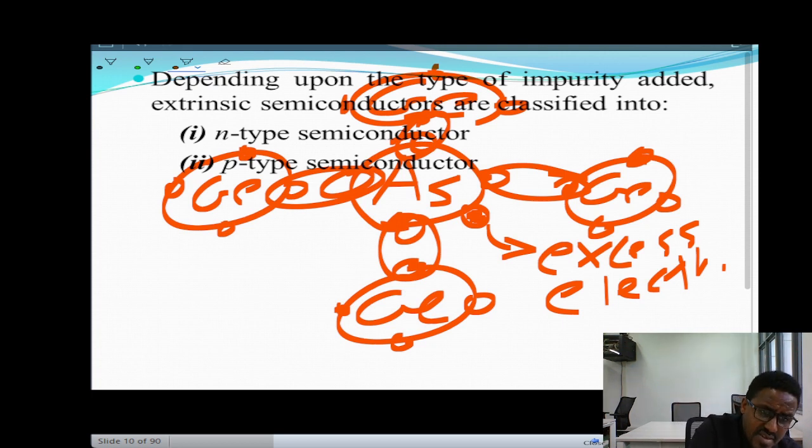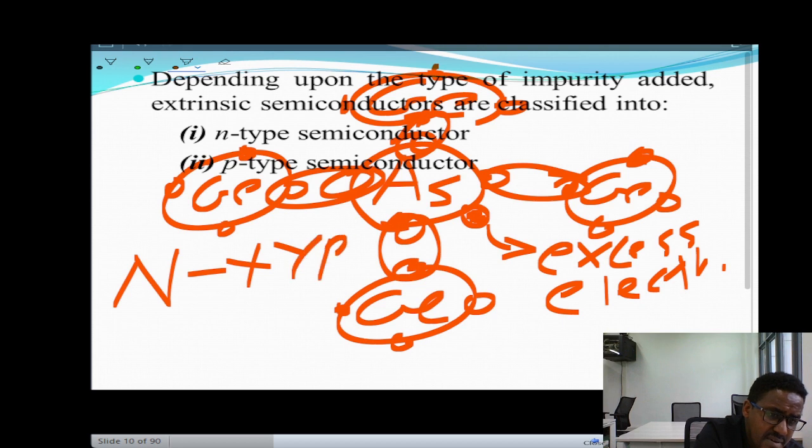So this type we can call N-type extrinsic semiconductor. What about P-type semiconductor?